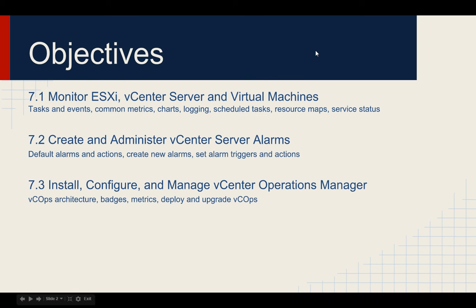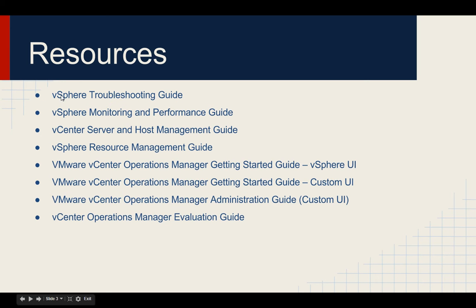There we go. All right, so there's three main objectives in this section. The first is to monitor ESXi, vCenter server, and your virtual machines. The second one is create and administer vCenter alarms. And objective 3 is install, configure, and manage your vCenter operations manager. And yes, the blueprint does refer to it using the old name, which is why I kind of took it as referring to the older version of Foundations, which is what I'll be showing off here because it's all I'm licensed for. So we can dive right in.